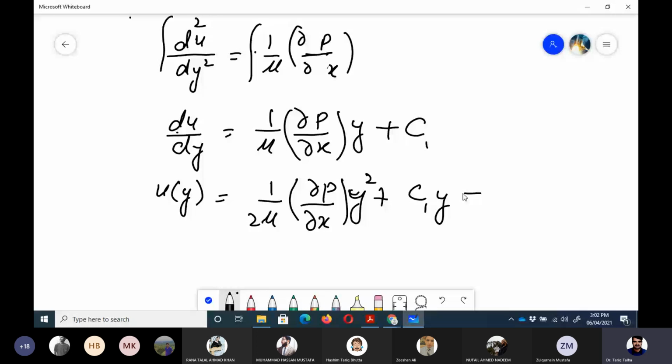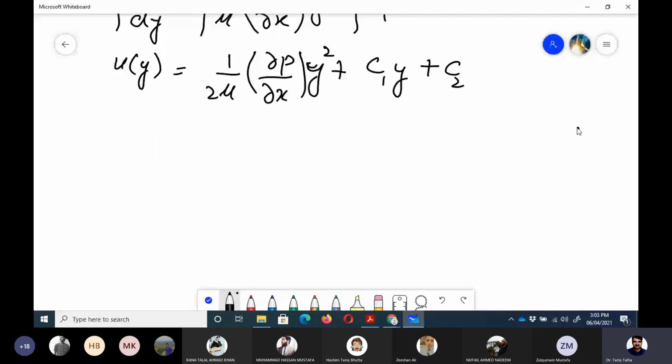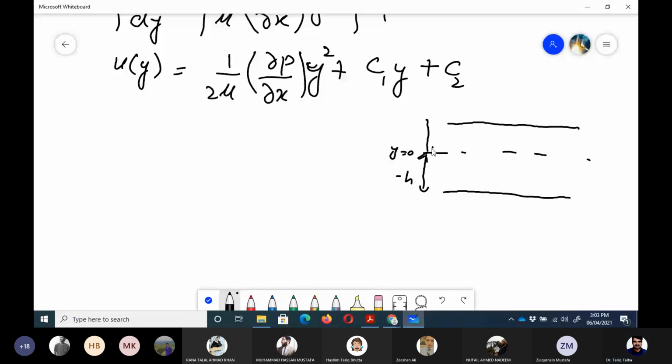So now we have taken the integral for the second time, so there is another constant, which is C2 here, which comes due to the second indefinite integration. Now, if we want to find the values of C1 and C2, we need to apply the boundary conditions. So at the center we have y equal to 0, at this end we have minus h, and here we have plus h.